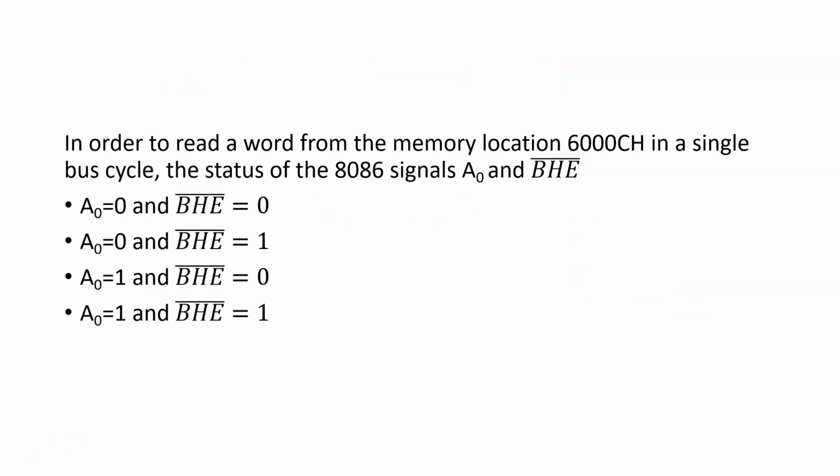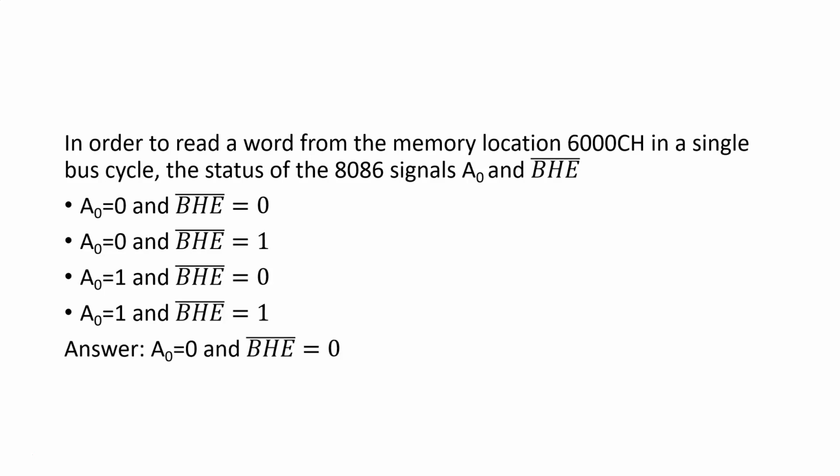So the first question is, in order to read a word from the memory location 6000H in a single bus cycle, the status of 8086 signals A0 and BHE bar is. So here we are going to read a word from the memory location. Whenever it is a word, both A0 and BHE bar should be 0.